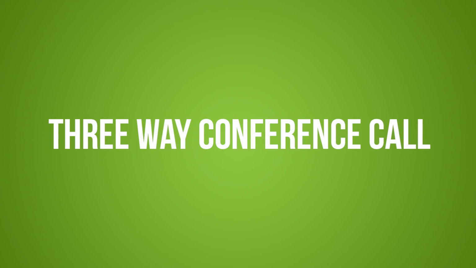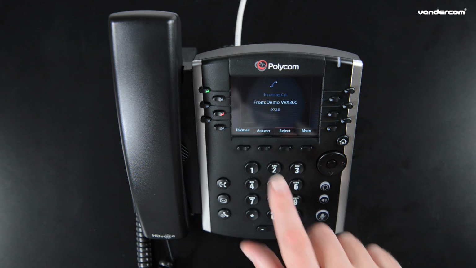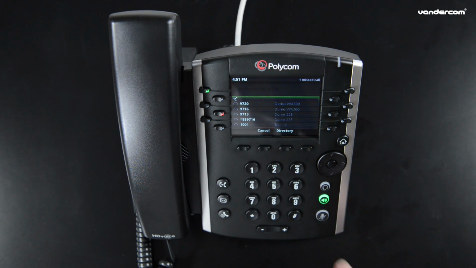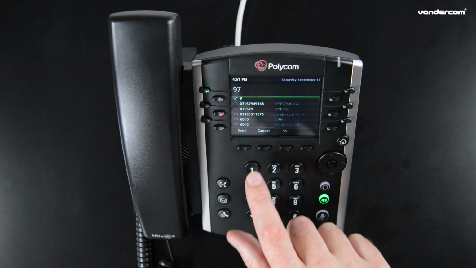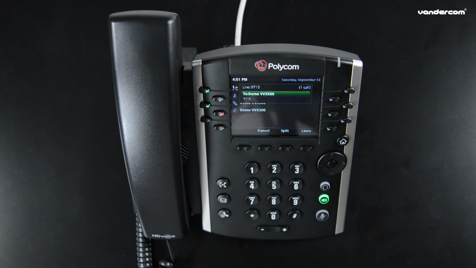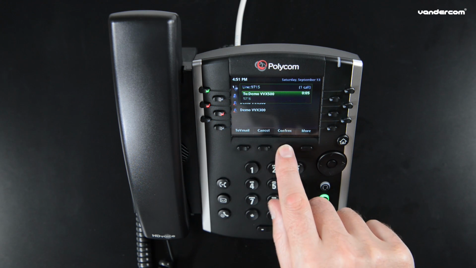Three-way conference call. When a call is in progress, press the conference button. The caller will be placed on hold and hear hold music. Dial the extension number you wish to conference, or the outside number, such as a colleague's mobile. Speak to the person and see if they are available to join first.